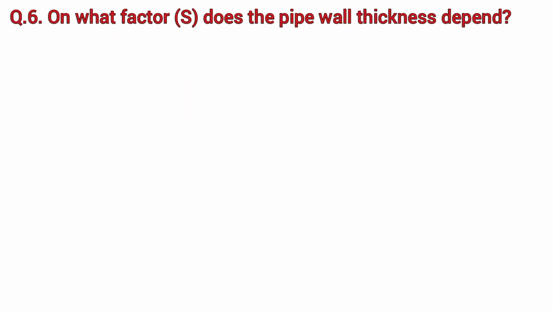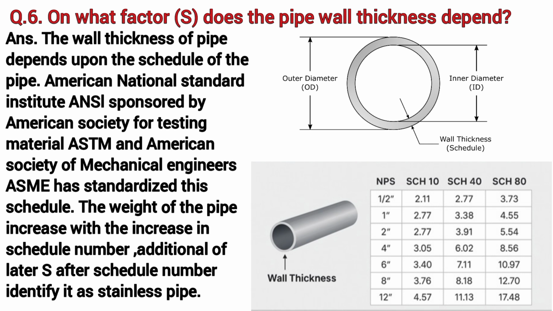On what factors does the pipe wall thickness depend? The wall thickness of pipe depends upon the schedule of the pipe. American National Standards Institute, ANSI, sponsored by American Society for Testing Materials, ASTM, and American Society of Mechanical Engineers, ASME, has standardized this schedule. The weight of the pipe increases with the increase in schedule number. Addition of letter S after schedule number identifies it as stainless pipe.